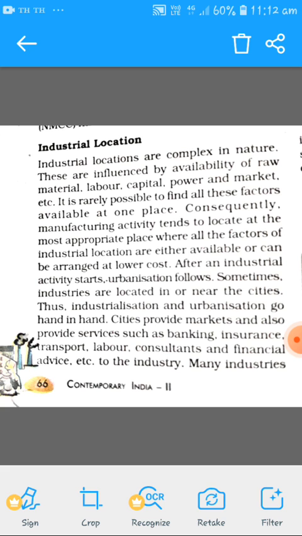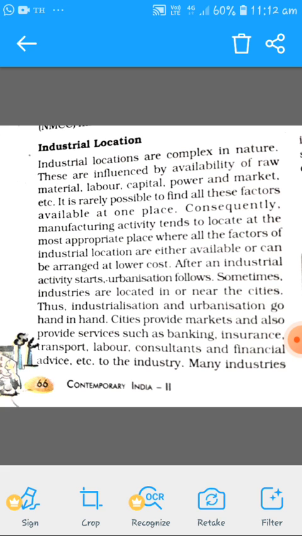Let us see. These are influenced by availability of raw material, labor, capital, power, and market, etc. So these are the various important factors that determine the location of the industry, such as raw material. Industries are located where there are raw materials, because some raw materials are bulky. As a matter of fact, the industry using that particular raw material needs to be set up in that particular region where these raw materials are found.